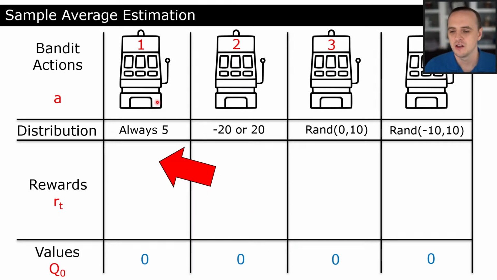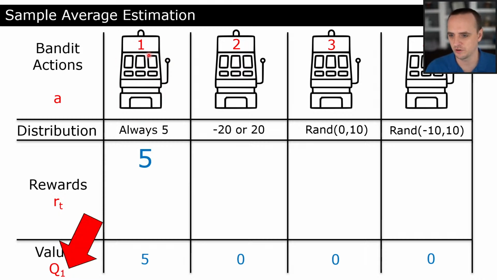So let's have a look at the sample average method. All right. So what we're going to do is initially we're just going to pull left to right. We're going to pull each slot machine twice, and we're just going to go left to right. We're not going to talk about how we choose our actions yet. So let's say that we are going to pull slot machine 1 and we get some reward. So we got the reward of 5, right? Because this one is always 5. So how do we update our value here? Well, we just use the average formula. We're going to sum up all the rewards. So the sum of the rewards is 5. And we divide that by the number of times we've played this slot machine.